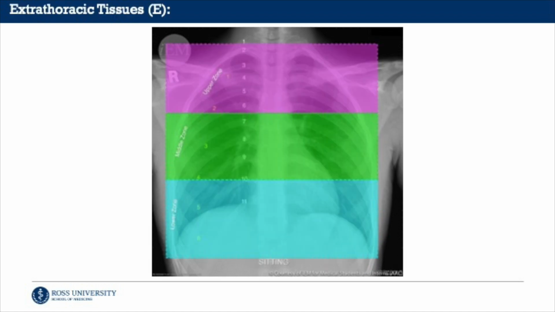When we say extrathoracic tissues, we're referring to the lung parenchyma. There should be equal radiolucency when comparing the left to the right and throughout all the zones. Also look for subcutaneous air, foreign bodies, or abnormal densities.